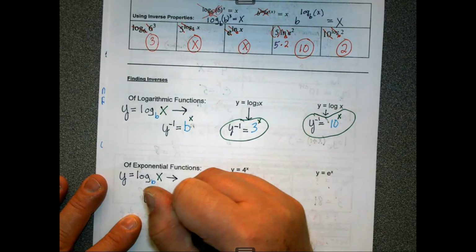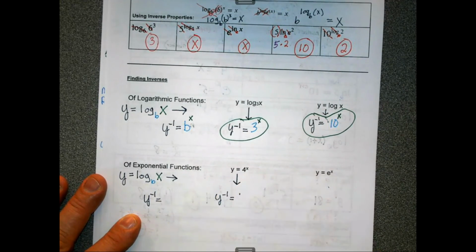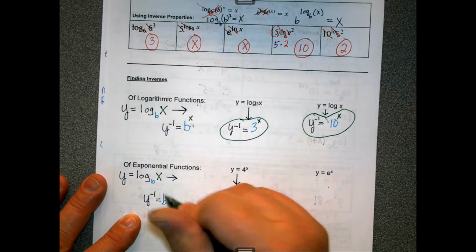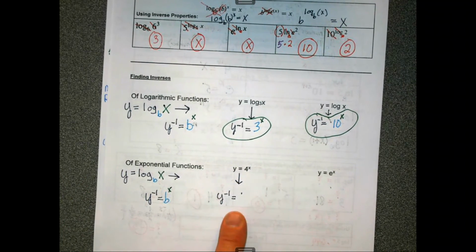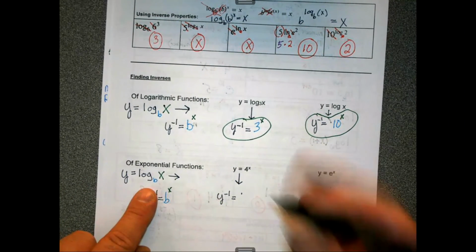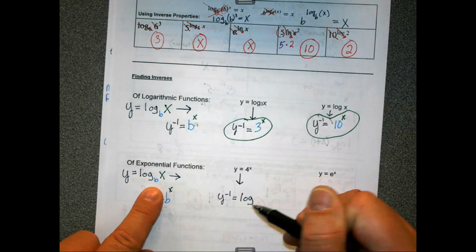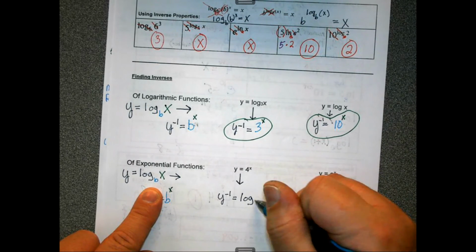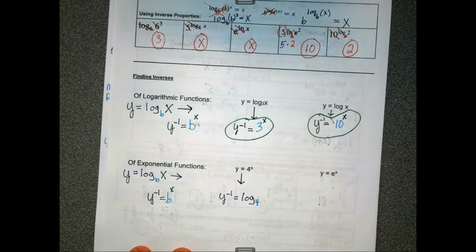Our inverse equals b to the x. I suppose you could have just looked up there. Okay, so my base goes after the log, right? I need a log. My base is 4, and my number is x.